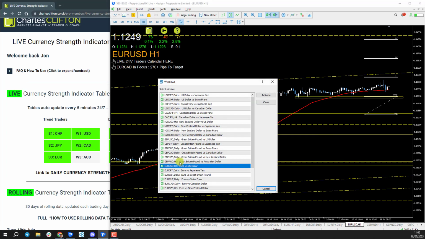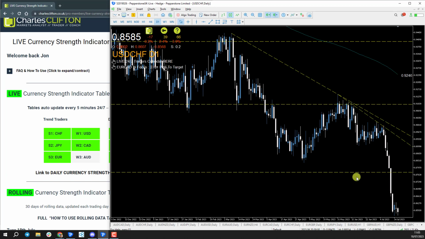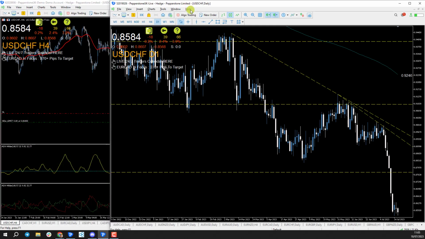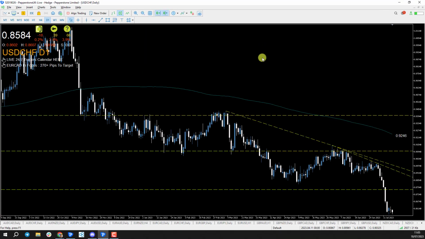Heading over to dollar Swiss then. So dollar Swiss still on our charts of interest, still on our tables, still topping the trend traders, and is featured on the day traders, Swiss being the strongest currency. We can see here that dollar Swiss is trending to the downside.